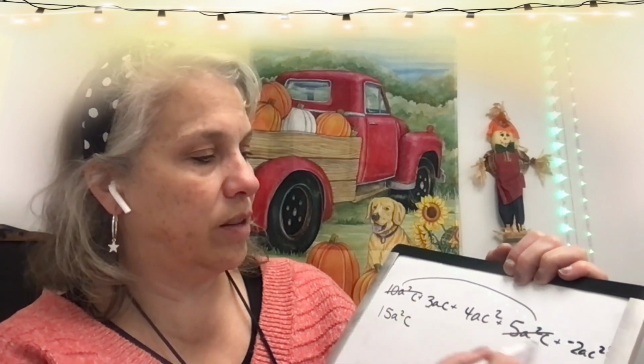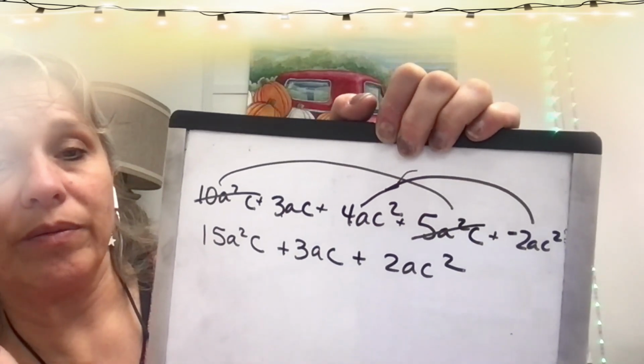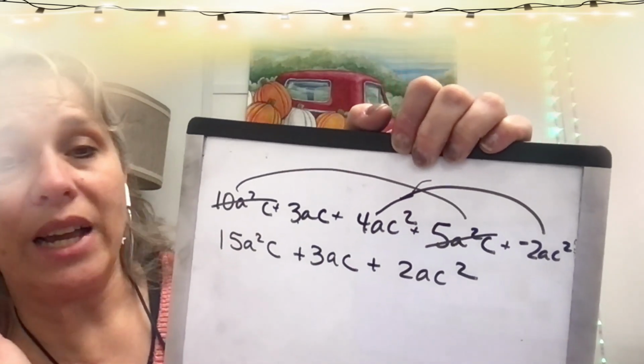So we got those done. Is there any other ac? I don't see another ac there. So I'm just going to add 3ac. 4 plus negative 2, and that would be plus 2ac squared. And that's as far as we can go with that one. You can't combine anything else because we're adding, and when you add, they have to be exactly the same terms.